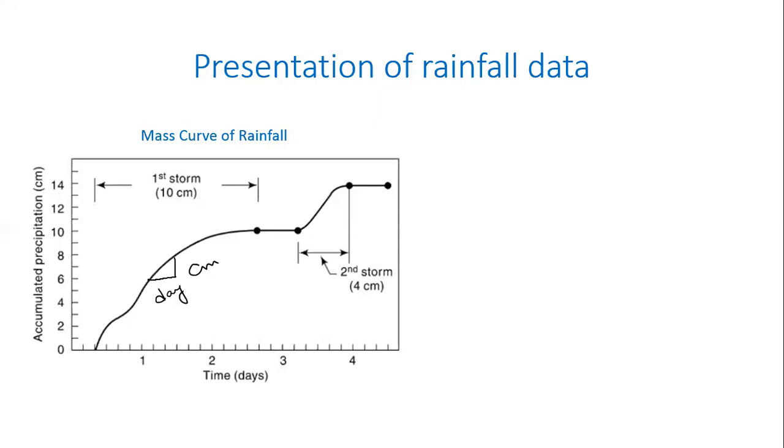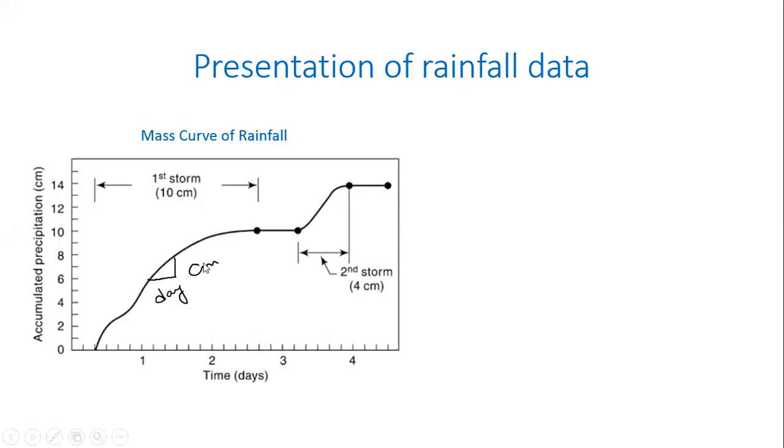Okay, so then the first storm ends here, and here the slope is 0, right? So therefore the intensity of rainfall is 0, which means there's no rainfall. And then again it starts to go up. So this is the second storm. From 10 to 14 it goes up, so the second storm must have received 4 centimeters of rainfall. And then it again becomes flat. So this is one way of representing the rainfall data.